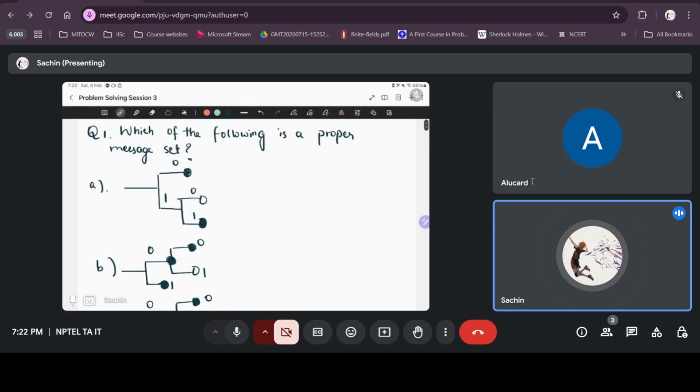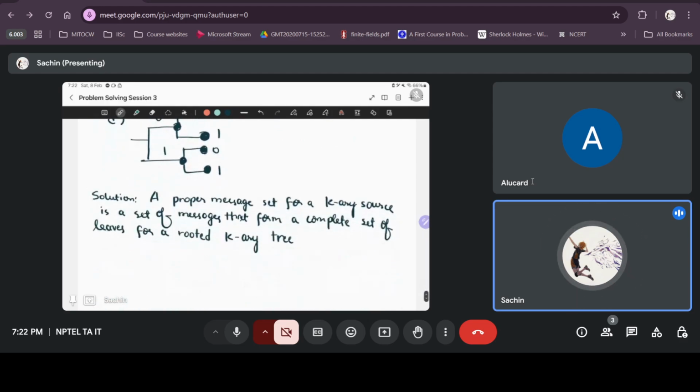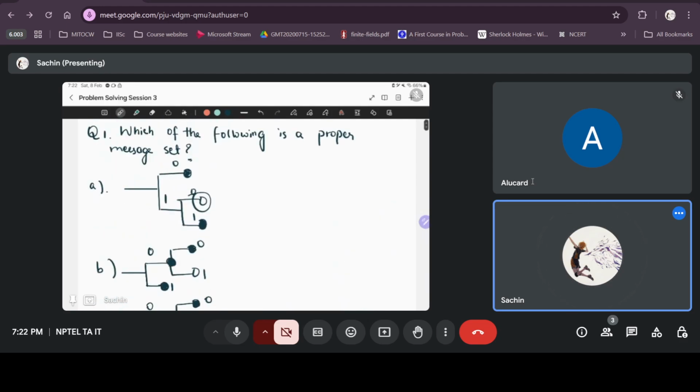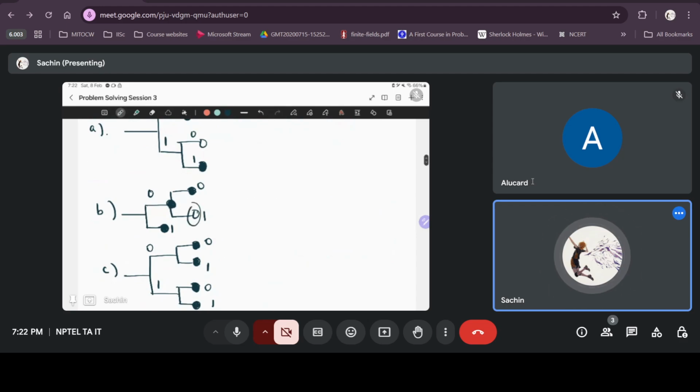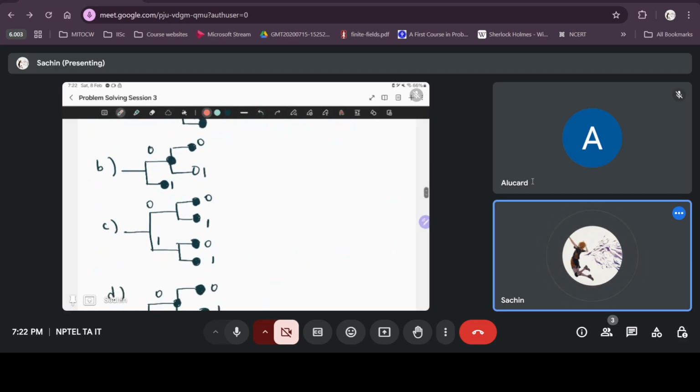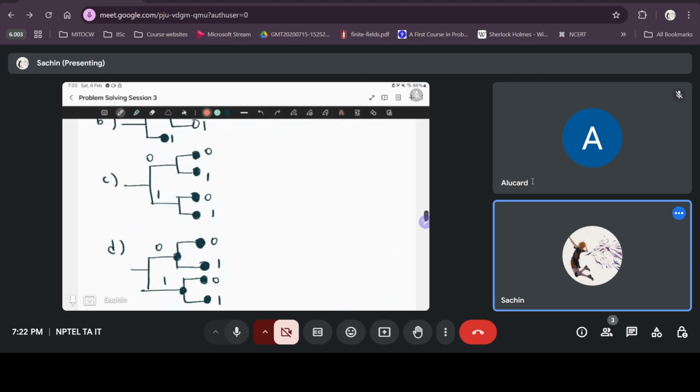So in the first option, this leaf is left out, so it's not a complete set of leaves. So option 1 is ruled out. Similarly, in option 2, you don't have a complete set of leaves. That leaf that I have marked right now is not a message, so again, we don't have a complete set of leaves. In option D, we do have a complete set of leaves.